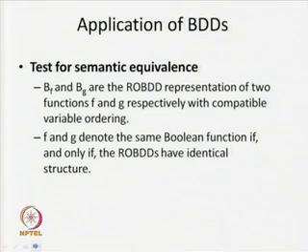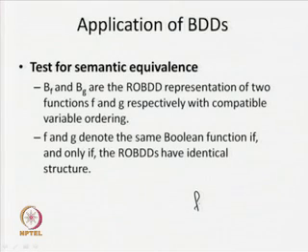Similarly, we can test for semantic equivalence, because with respect to a particular variable ordering, it is going to give me a unique BDD representation. Now, if I give you two functions, say f1 and f2, and ask whether f1 is equivalent to f2, whether they represent the same Boolean function or not, what will happen? We would do some Boolean manipulation on f1 and try to check whether we can get f2 or not.